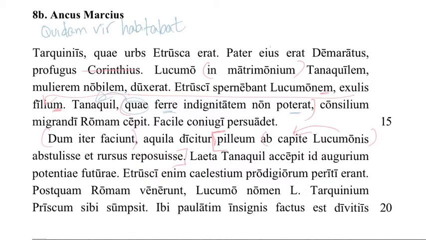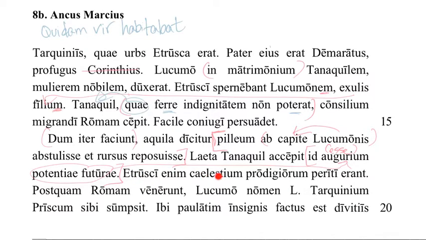Laeta Tanaquil accepit id augurium potentiae futurae. Oh, because we know birds tell us the future. Okay, happy Tanaquil, subject, verb, and then you can assume that there's an esse in here. Id augurium esse, inside an understood indirect statement, because we have your accusative, your infinitive, and another infinitive. And then potentiae futurae is simply genitive talking about augurium.